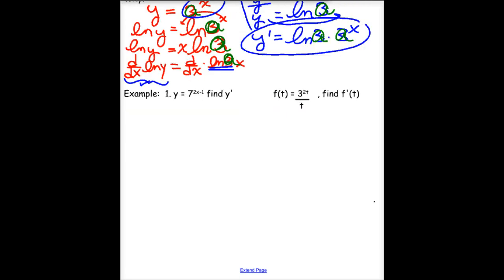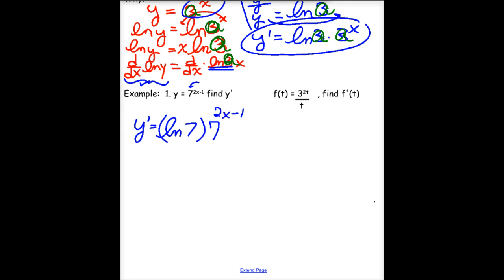So example number 1, I've got a base of 7. Just like if that had been e to the u, I'd say that its derivative is e to the u du. That's exactly what I do here, but my base is 7. So my y prime becomes ln 7. When it's e, there actually is an ln e there, but ln e is 1. So I do ln 7 times 7 to the 2x minus 1.